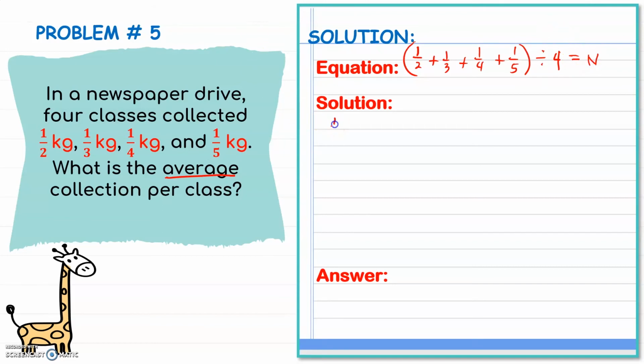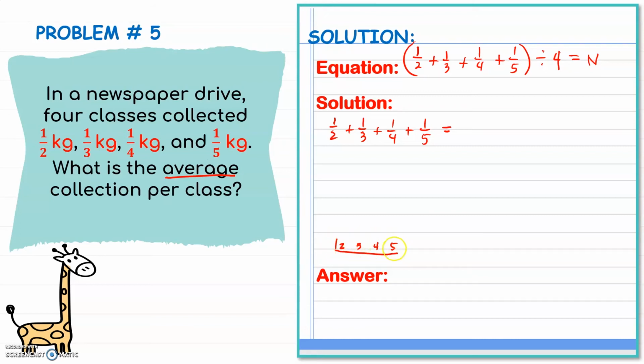So let's solve. 1/2 plus 1/3 plus 1/4 plus 1/5. We have here 4 dissimilar fractions. So in this case, I will not use the butterfly method because that will make our solution longer. So instead, let's find the LCD of 2, 3, 4, and 5 using continuous division method for LCM. So let's have 2, 3, 4, and 5.